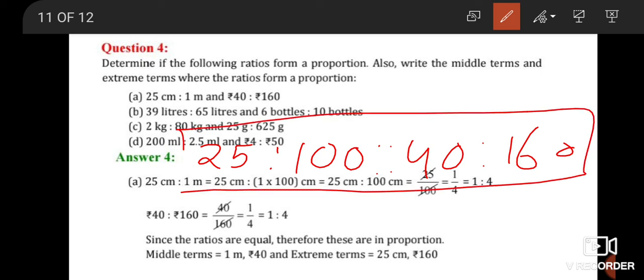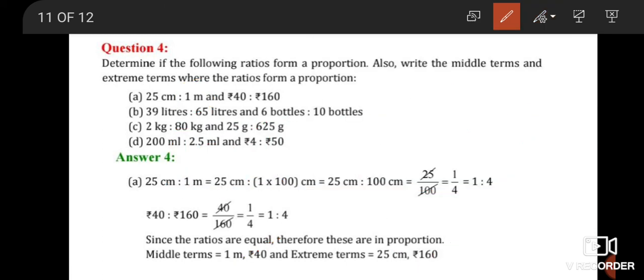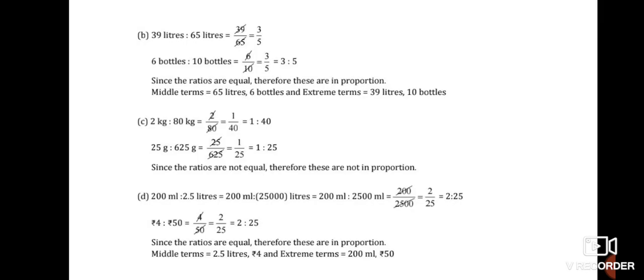Can we write this in this way? Of course, the middle terms are 100 and 40 means 100 centimeter. So क्या था 1 meter. And extreme terms are 25 centimeter and 160 rupees. I hope you understand this question. The simplest exercise of this chapter. Do this exercise in your notebook.